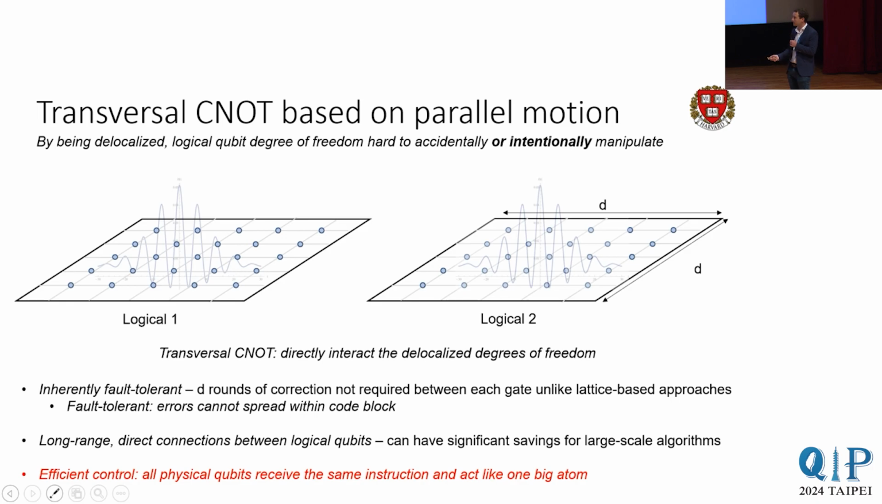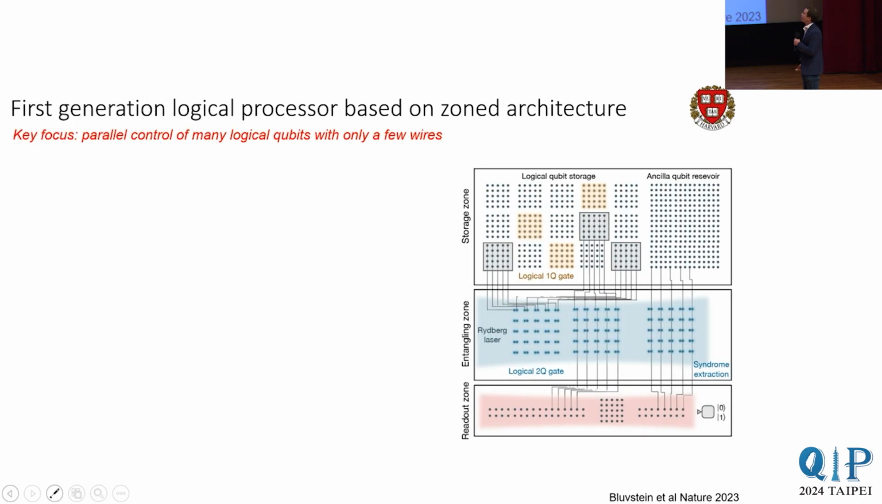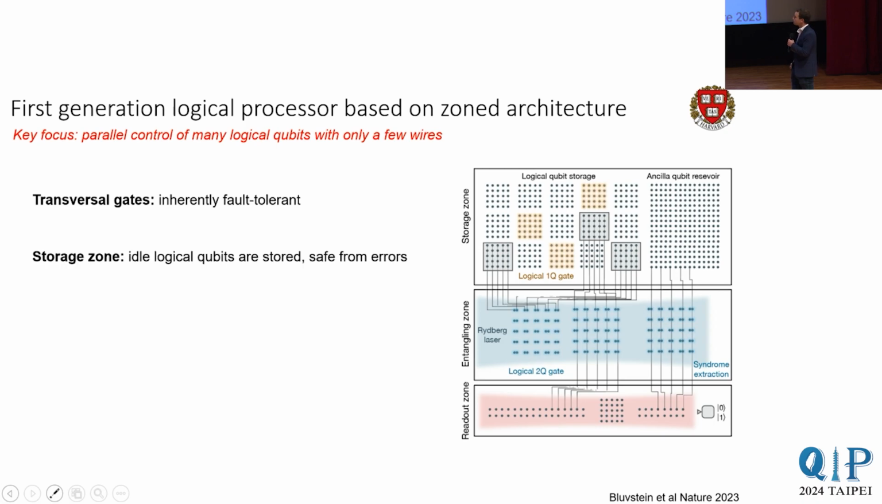And finally, from an experimentalist standpoint, it gives us the ability of efficient classical control. All of the physical qubits of this logical block, like in many error-corrected operations, not only this transversal CNOT, are supposed to receive the exact same instruction, and we do this with one parallel pulse. We're using these key concepts, the central focus being parallel control of many logical qubits with only a few wires, to build our first generation error-corrected processor. This processor heavily leverages transversal gates for early fault-tolerant quantum computations.